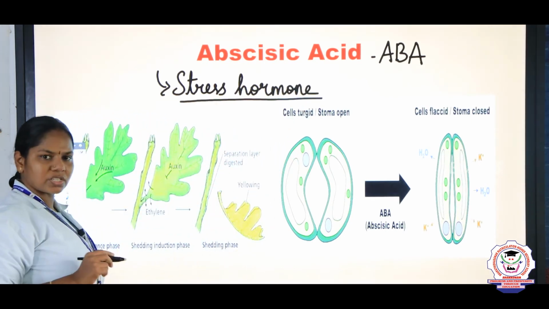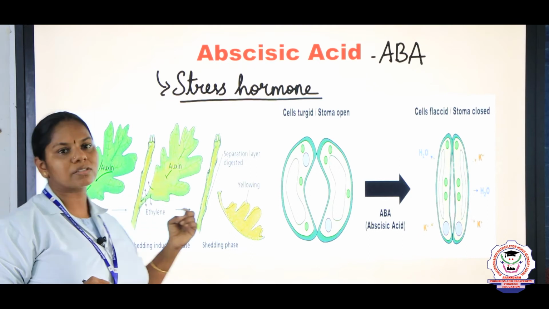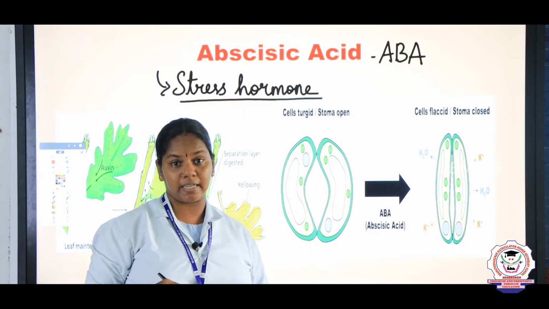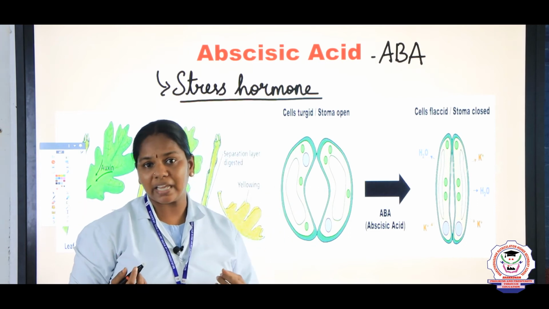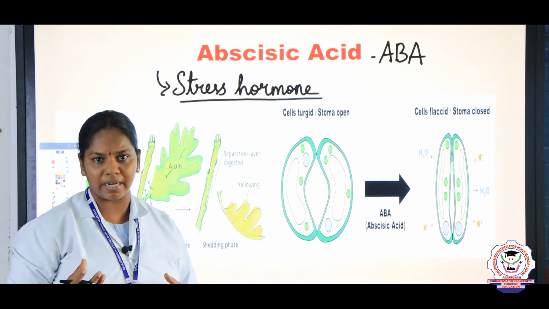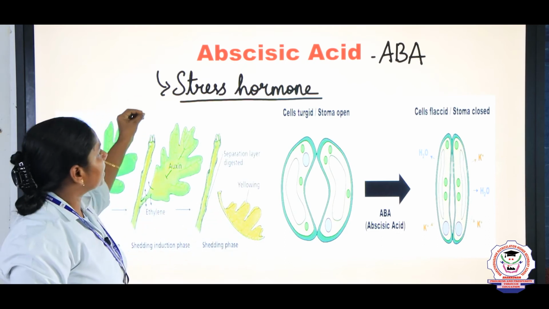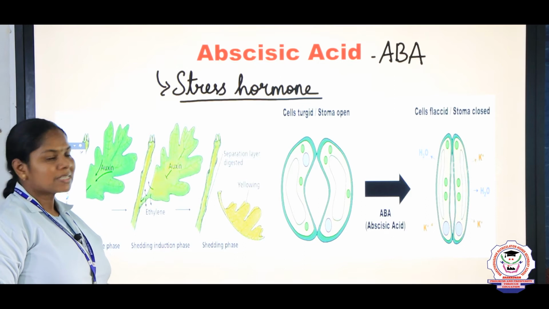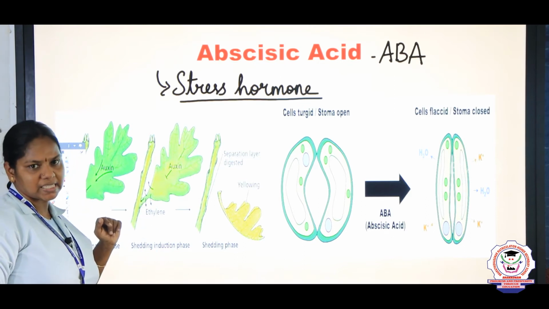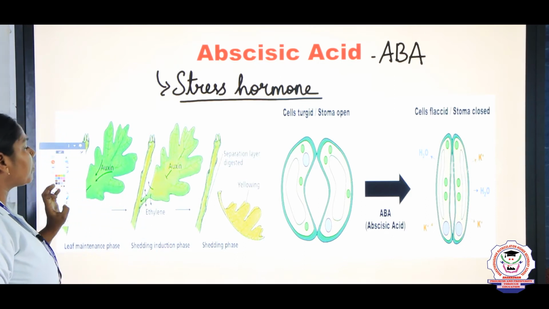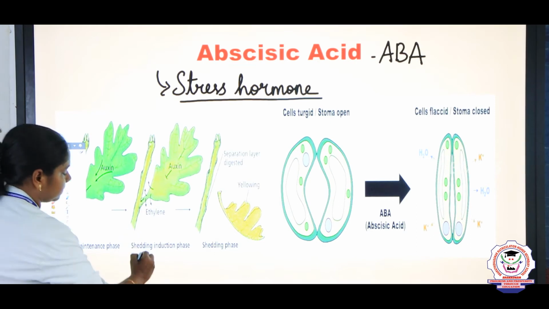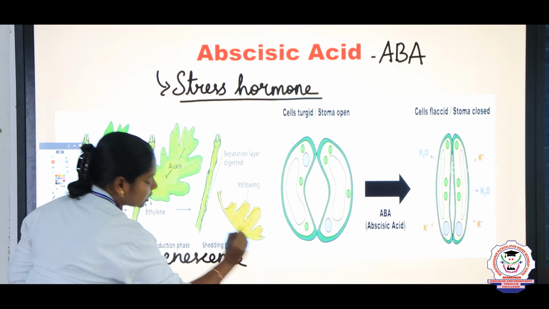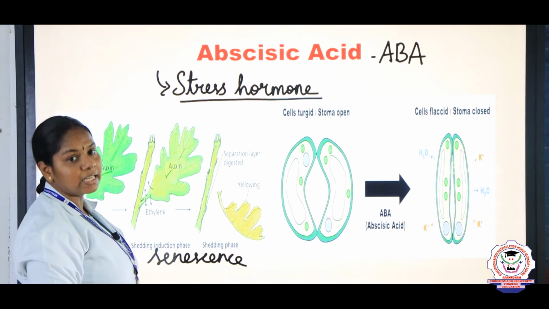Why is it called a stress hormone? For example, when the plant is growing, there will be many stresses from the environment, like high temperature, heavy rain, like that. These can be tolerated by the presence of abscisic acid. So the first important function we can see is that it promotes senescence. I told you senescence means biological aging.